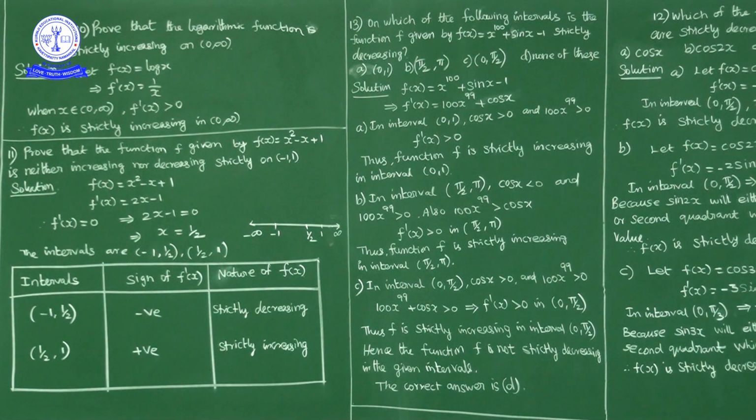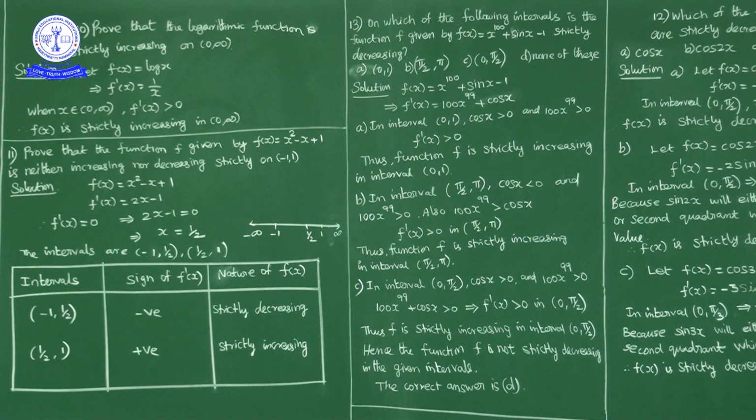So their sum is also greater than 0 only. 100 into x power 99 plus cos x is greater than 0. So f dash of x is greater than 0 in the interval pi by 2 to pi also. So f is increasing in the interval pi by 2 to pi also. So f is increasing in the interval 0 to pi by 2 and pi by 2 to pi. So the option is: none of these.